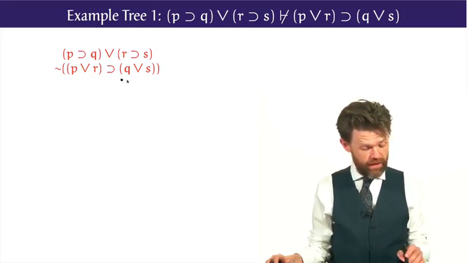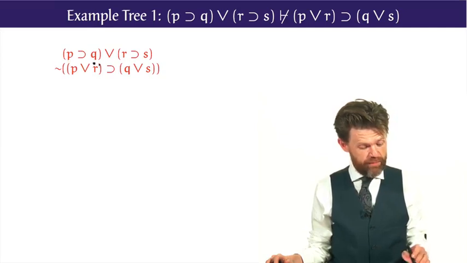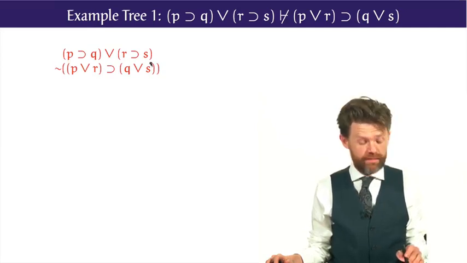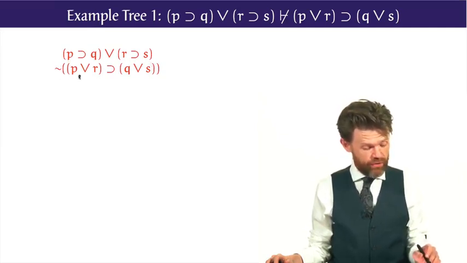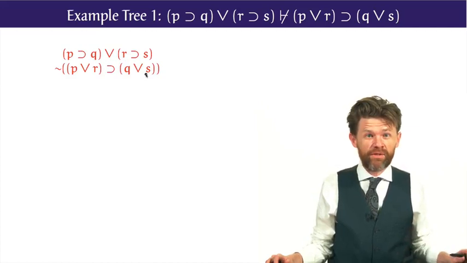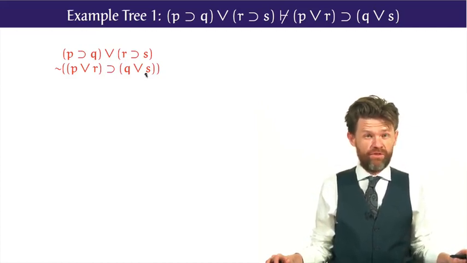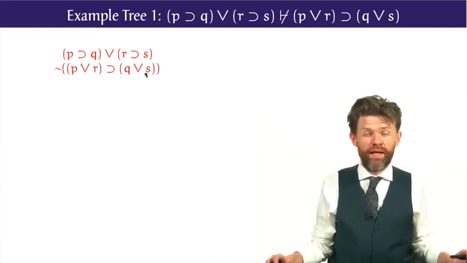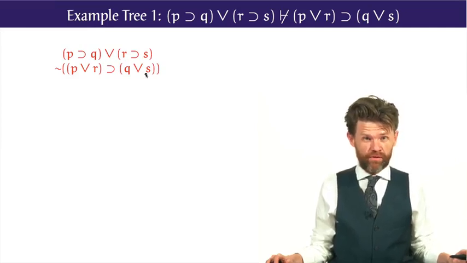So in this case, what I have is the premise, P implies Q or R implies S, and the negation of the conclusion, so we write down not P or R implies Q or S. And the tree is going to try and show us whether there's a way of making these two things true. So could you have the premise true and the conclusion false?